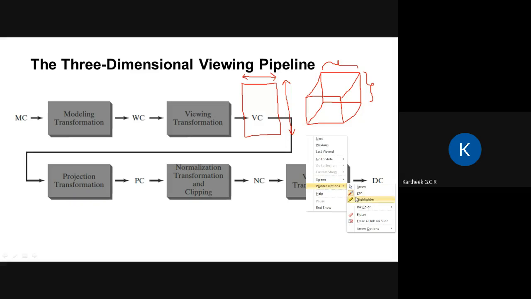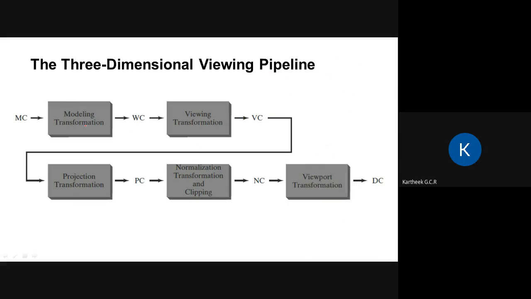Now, as part of the modeling transformation, you would take the modeling coordinates and convert them into world coordinates. Basically, you will keep the model in a three-dimensional coordinate system, which is the world coordinate system that you have considered. So what happens to the model? The coordinate points of that model will be defined in terms of coordinate positions in the world coordinate system.